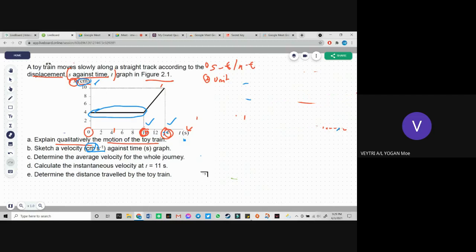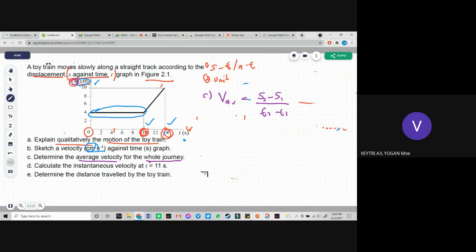Okay guys. Now let's move on to C. C dia suruh cari apa? Determine the average velocity of the whole journey. Whole journey maksudnya 0 sampai 14. Tapi dia nak average velocity je. So when we are talking about average velocity, v ni kecil tau, bukan besar. You have to do, sini apa? Dia bagi S. Kalau dia bagi x baru guna x. Sini dia bagi S. S2 minus S1 over T2 minus T1.